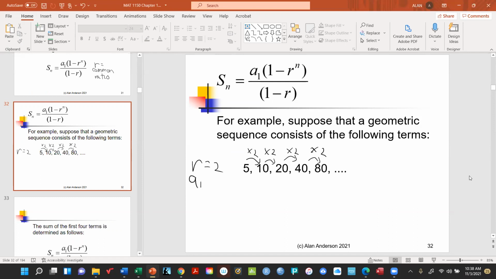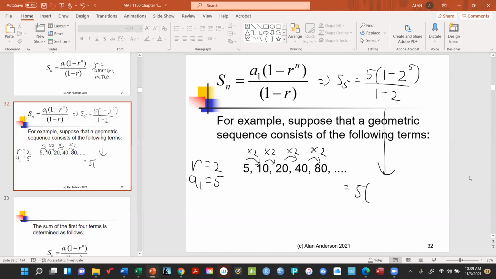The first value is 5. And so all we need to know is S5: 5 times 1 minus 2 to the 5th power, all divided by 1 minus 2. We have to be a little careful with this one. 2 to the 5th is 32. So we've got 5 times minus 31 over minus 1. Now the negatives obviously cancel each other out. So you're going to wind up with positive 155.